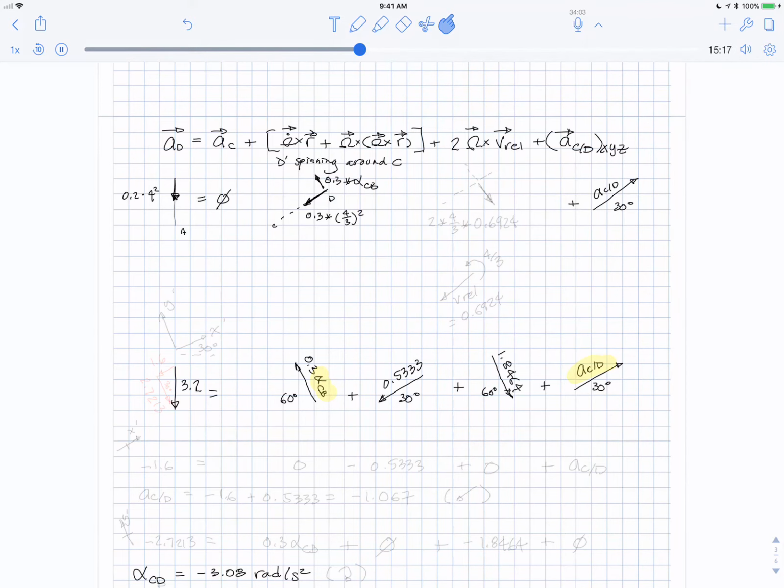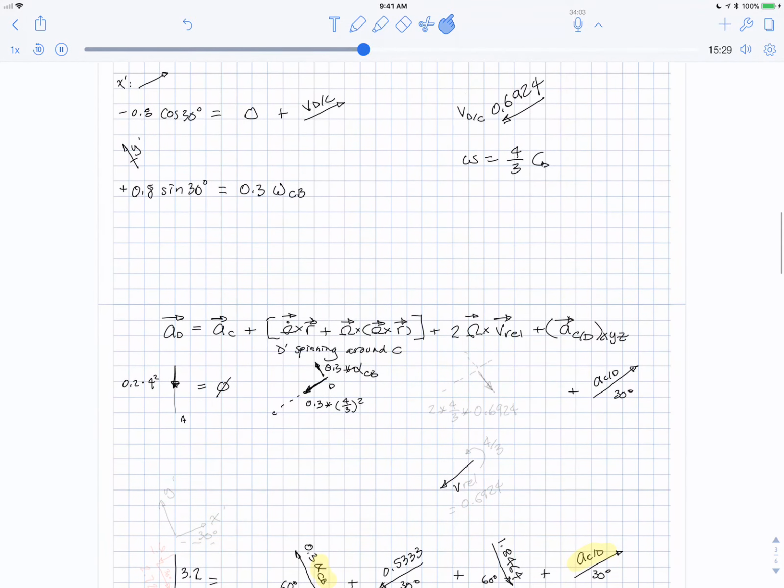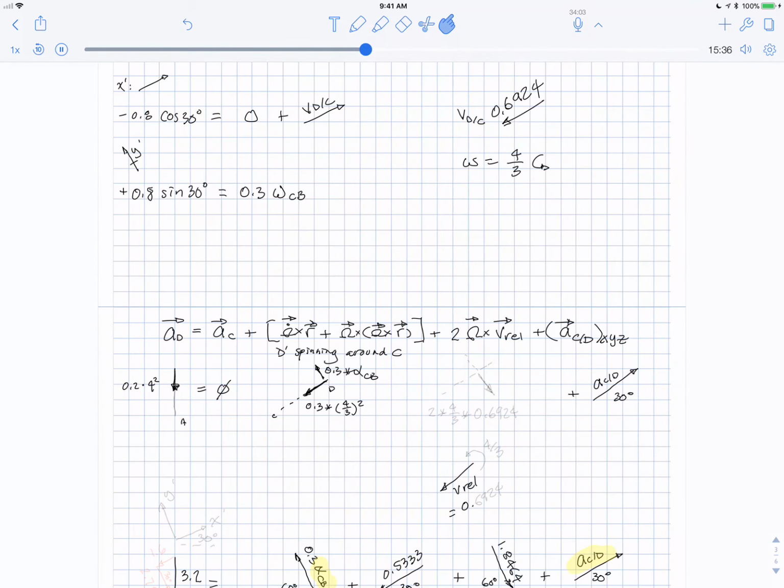Okay, so now it's time for this 2 omega cross v relative. That's another reason you do the velocity first. You need to get that relative velocity. So let me just write it down here. V rel was going this way, and it was 0.6924. And we got the omega was counterclockwise of 4/3. We got both of those things from the velocity part. That's why you have to do it. So I'm going to just write in the number. It's going to be 2 times 4/3 times 0.6924. We'll multiply that out later.